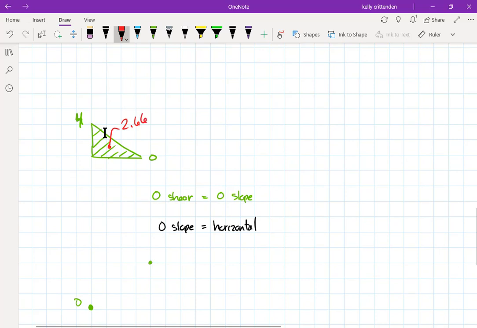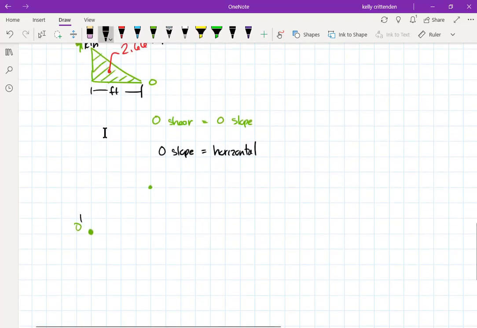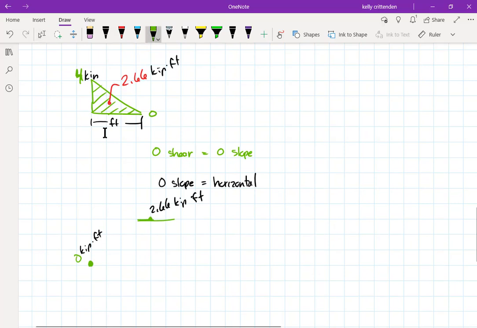And if I wanted units on this, this is kips, this is feet, and so this is kip feet. And down here, this is 0 kip feet, and this is 2.66 kip feet. And I also know that at the 2.66 point, the shear is 0, which means the slope here is horizontal. And over here at the 0 point, I could try to plot it, that the slope is 4 kips per foot, basically, and it's positive because these numbers in the shear diagram are positive. So I know that in general the slope is positive.